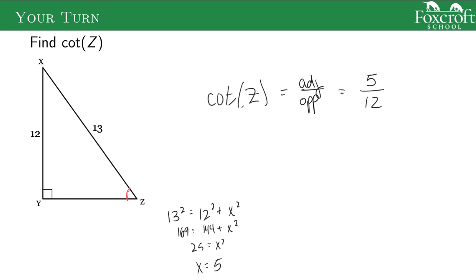And the answer you should get is 5/12. So the first thing is you have to use the Pythagorean theorem to figure out your missing side. Our missing side ends up being 5. And then cotangent is partners with tangent. Tangent is TOA, opposite over adjacent. So cotangent is going to be adjacent over opposite. All right, the adjacent side's 5, the opposite side's 12, and we get our final answer of 5/12.